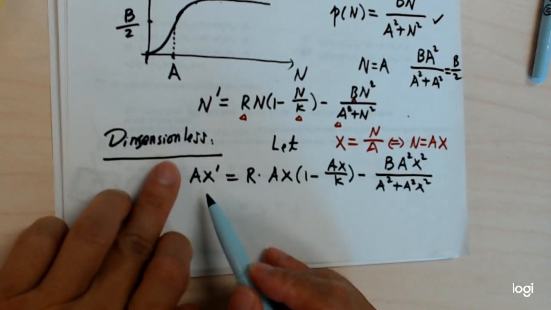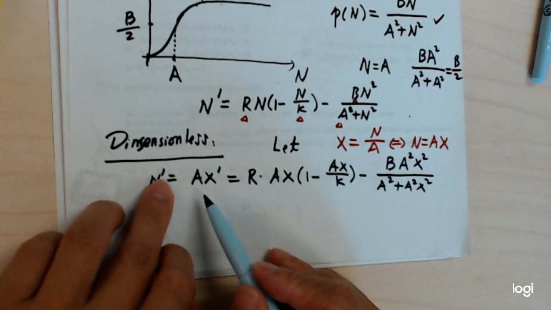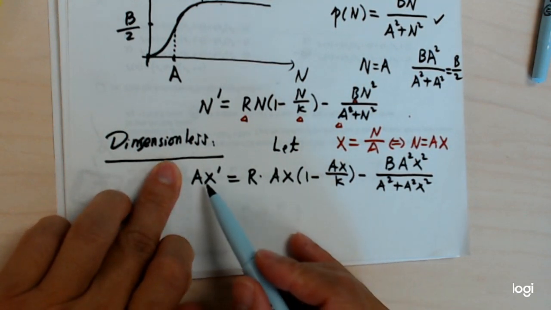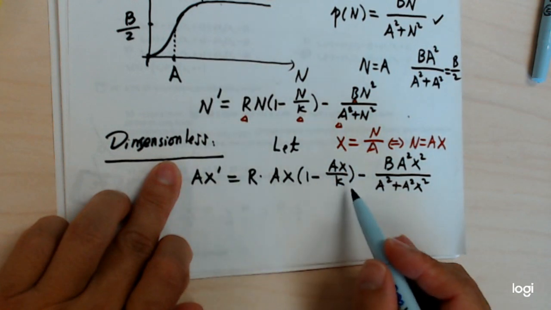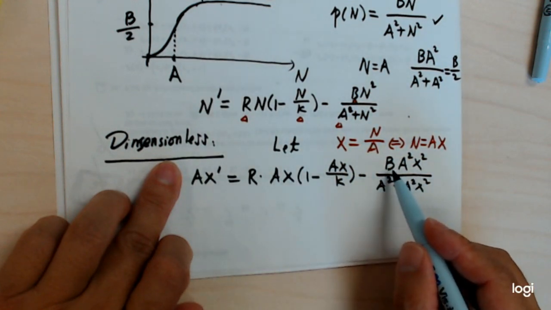So now we're going to look at this new equation here. Forget about this n prime here. Now we have this new equation about x prime. We're going to divide on both sides by b.